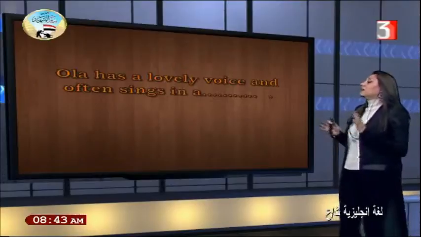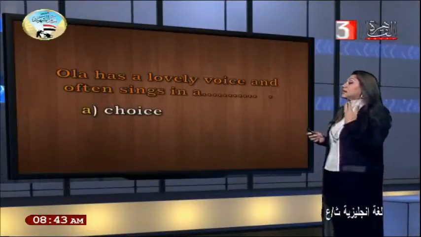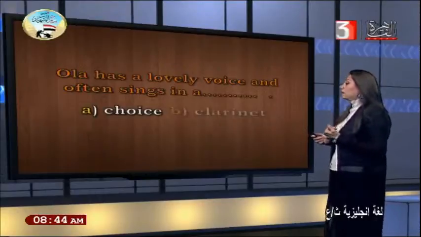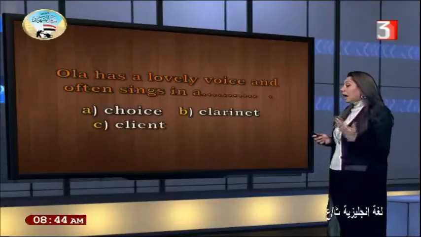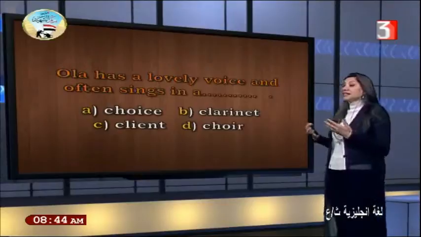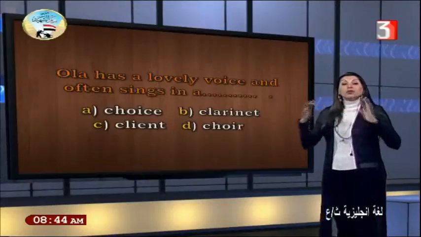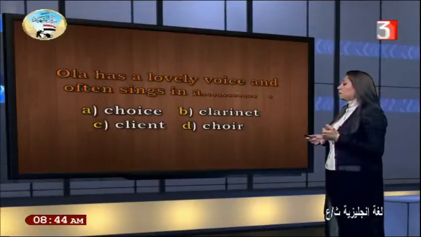Ola has a lovely voice and often sings in a what? Ola has a lovely voice. She sings in a choice, or clarinet, a musical instrument, or client, or choir. A choir is a chorus, where there is a singer and people behind singing with them. So she sings in a choir.